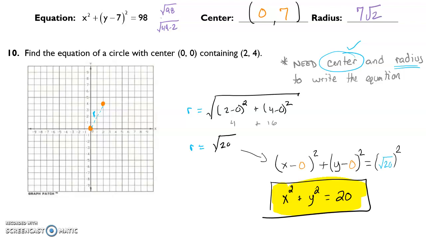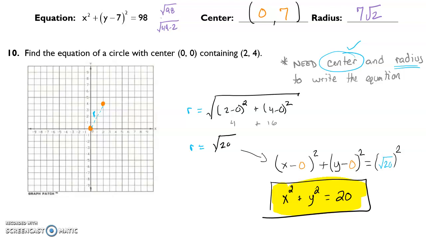So in this case, what we discovered is that we get the square root of 20. Now notice I didn't simplify that because when I'm writing my equation, I'm just going to square that anyway. So I could have simplified it, but it would have been extra work. So I just left it as a square root unsimplified, and then when I squared it, it makes it a little bit easier on me to write my final equation.